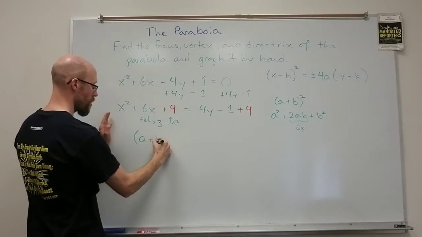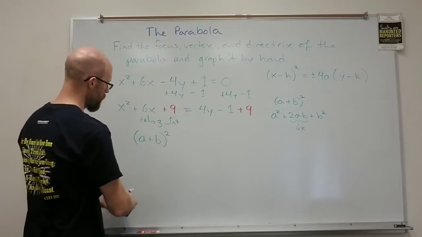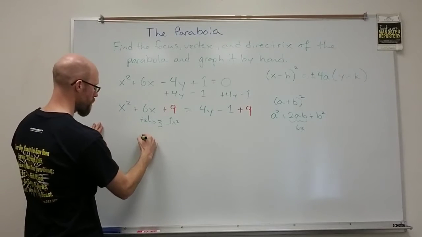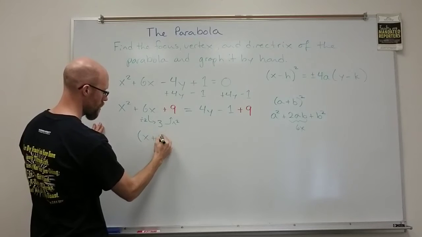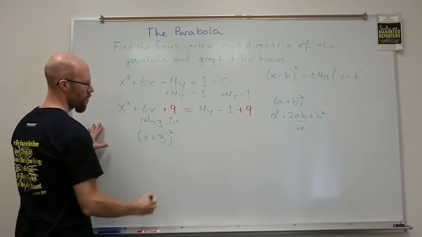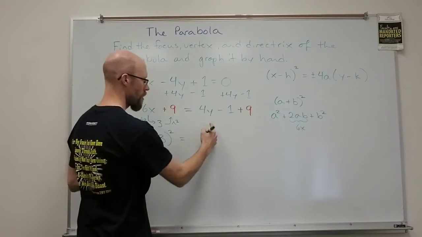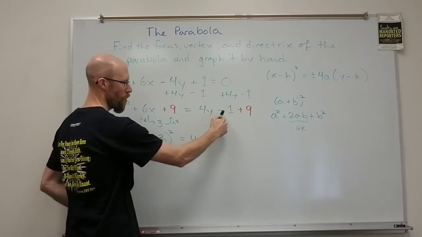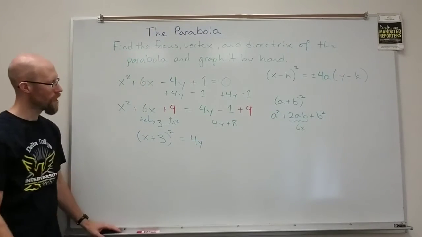So I have a plus b quantity squared, I'm going with the formula. I actually want the values in there. So it's going to be x and 3. Those are my a and b values. So it's (x plus 3) squared, okay, equals, now I simplify the right side, I get 4y. Now actually 4y, this will be plus 8, right?